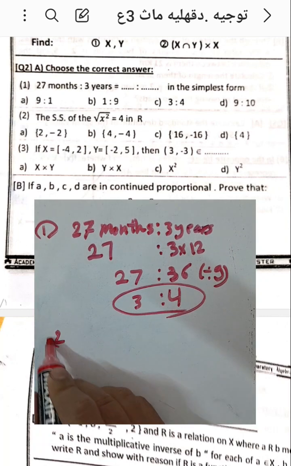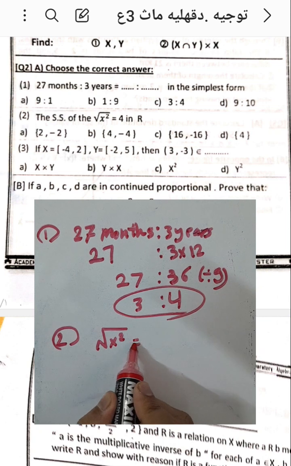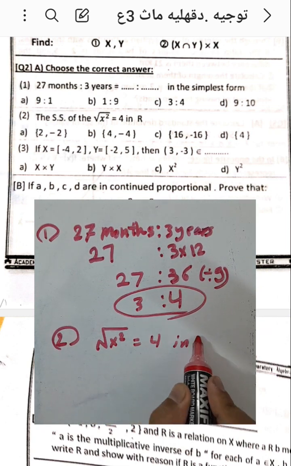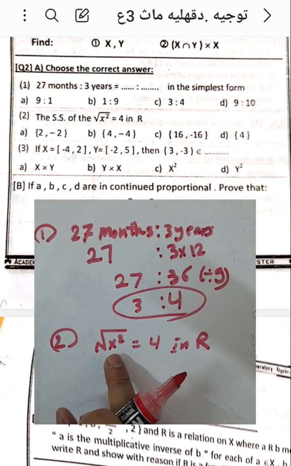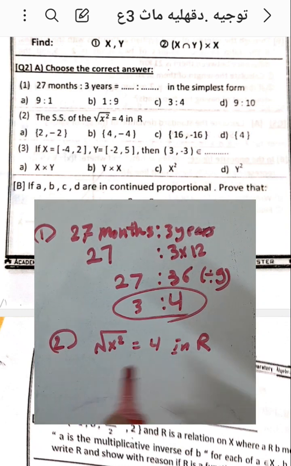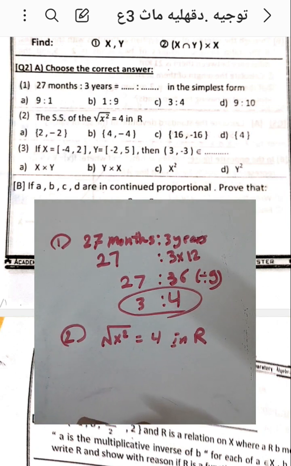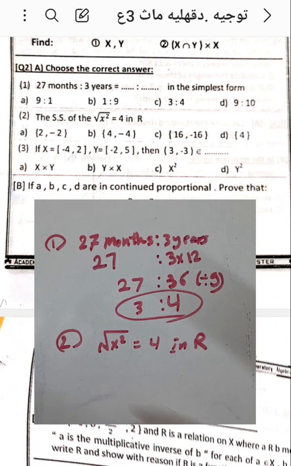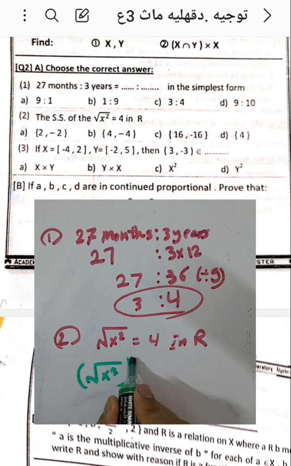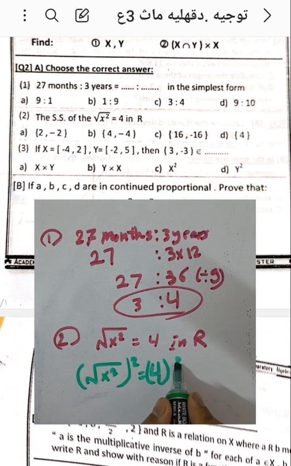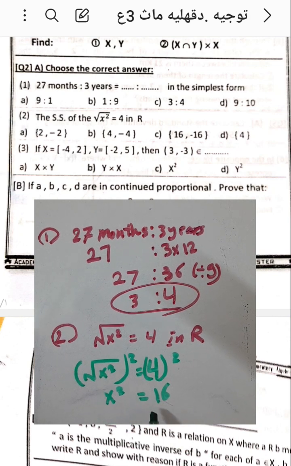Question number 2. The solution set of square root of x power 2 equals 4 in R, the real numbers. We know here x will be positive or negative. As a first step, we put power 2 on the left-hand side and right-hand side to cancel this root: square root of x power 2, and 4 power 2. 4 power 2 will equal 16, and then x power 2 will be 16.